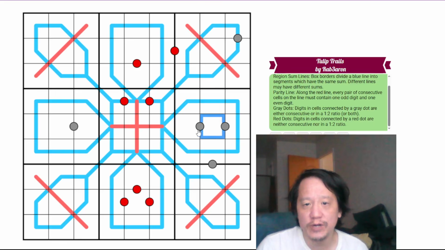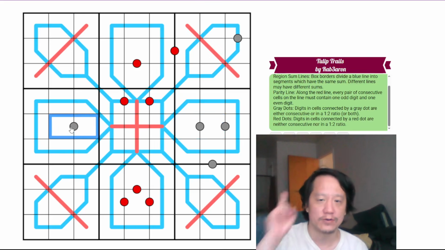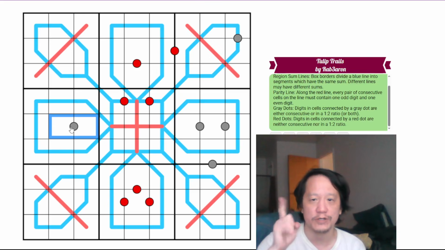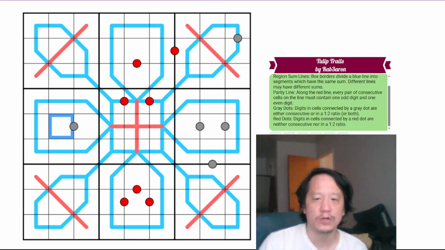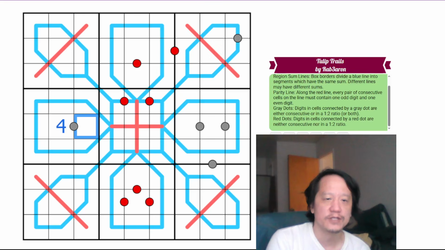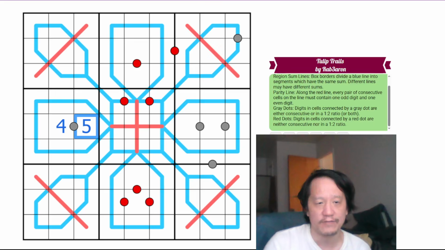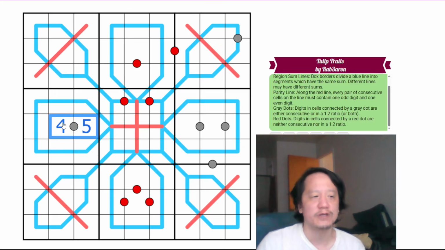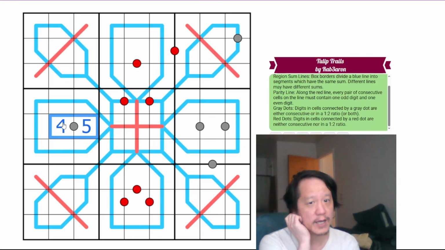We also have gray dots, where digits in cells connected by a gray dot are either consecutive or in a 1-to-2 ratio, or both. So, for example, if this were a 4 here, this digit would have to be either 2 or 8, or 3 or 5, because these digits must be either consecutive or in a 1-to-2 ratio. And that's an example of how gray dots work.